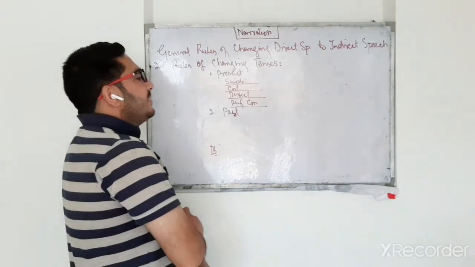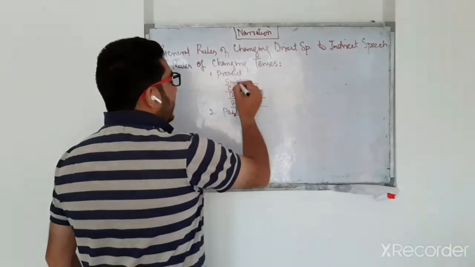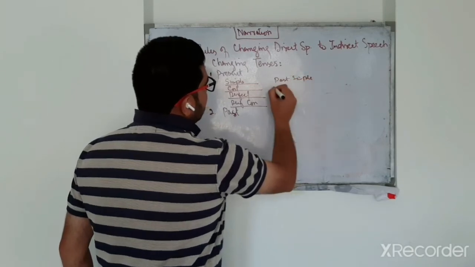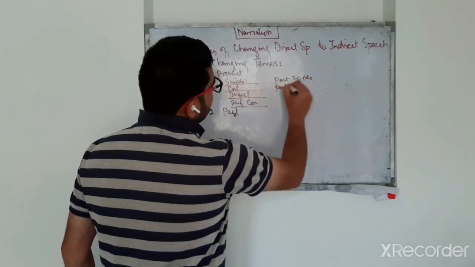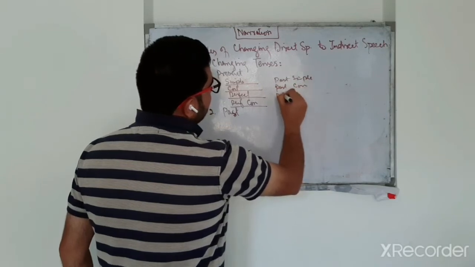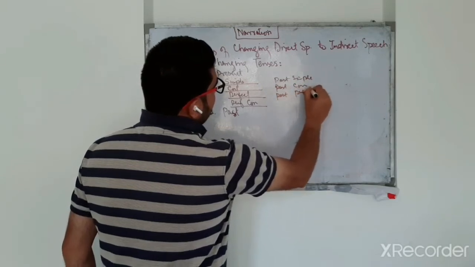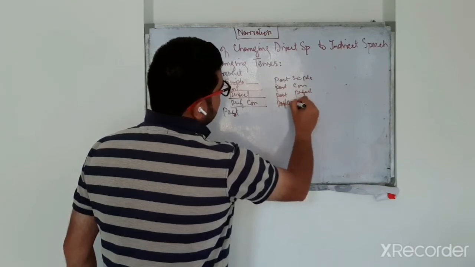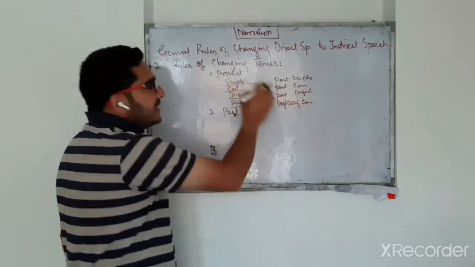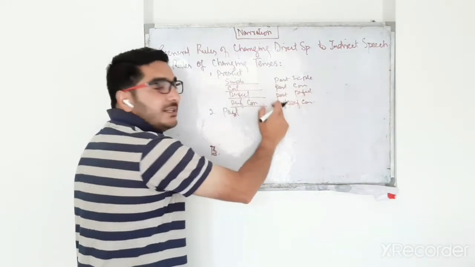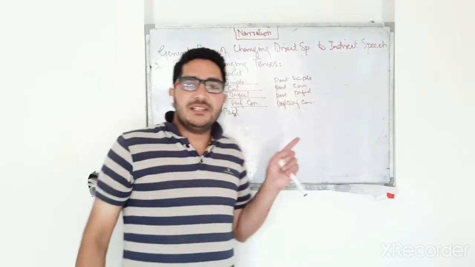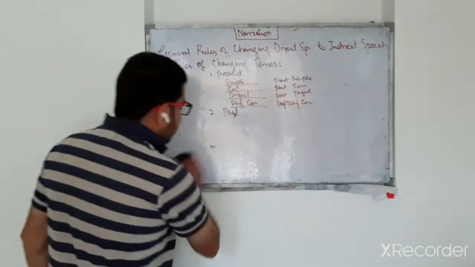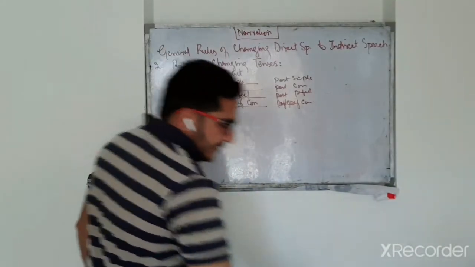They are changed into corresponding tenses. What does that mean? Present simple is changed into past simple, present continuous into past continuous, present perfect into past perfect, present perfect continuous into past perfect continuous. So present simple becomes past simple, present continuous becomes past continuous, present perfect becomes past perfect, and present perfect continuous becomes past perfect continuous.